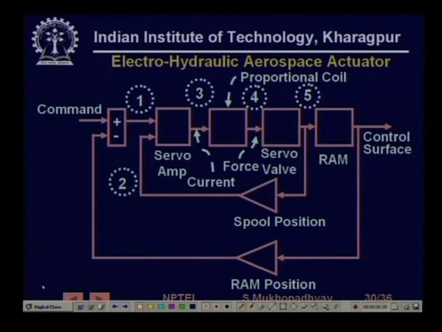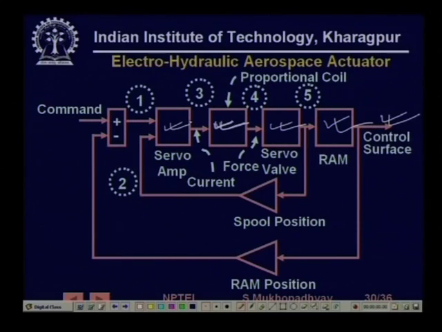So, in an electrohydraulic aerospace actuator you have a similar block. So, you can see that this is the final, say, control surface, this is a typical actuator used in aerospace, very precision actuators. This is the cylinder, which is sometimes called a ram. The cylinder is driven by a servo valve, the servo valve is driven by a force motor, and the force motor, this is the coil which drives the spool of the valve, and that is driven by the electronics and the servo amplifier.